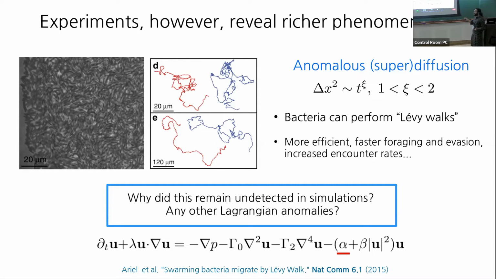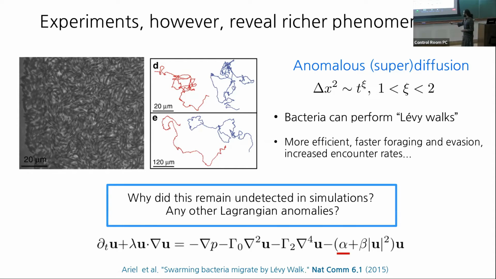And it has been proposed that this sort of movement might be more useful for efficient foraging and evasion of hostile environments. So it's certainly, it's not the coefficient, sorry, I mean the exponent, not the coefficient. And what we wondered was why has this not been seen in simulations of active turbulence? And secondly, other Lagrangian anomalies, because clearly if this is happening, this will also influence all sorts of other Lagrangian things we want to study.